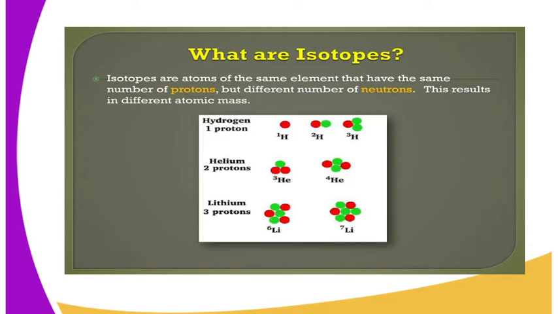Isotopes are atoms of the same element that have the same number of protons but different number of neutrons. This results in different atomic masses. As you can see, helium has an isotope, hydrogen has an isotope, and also lithium.